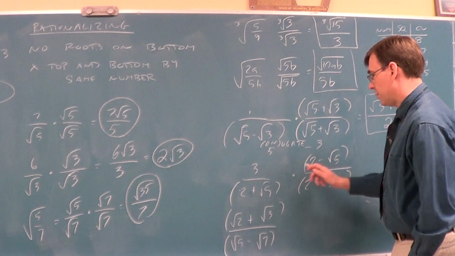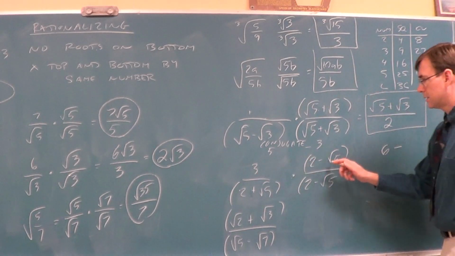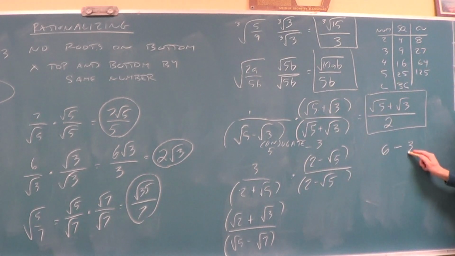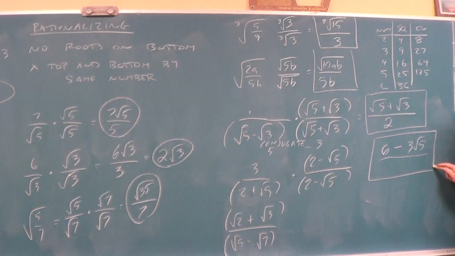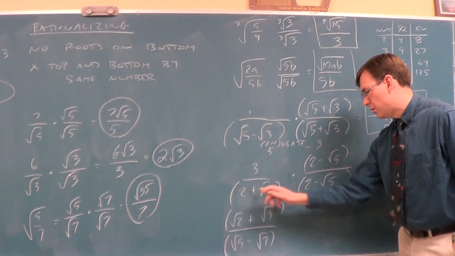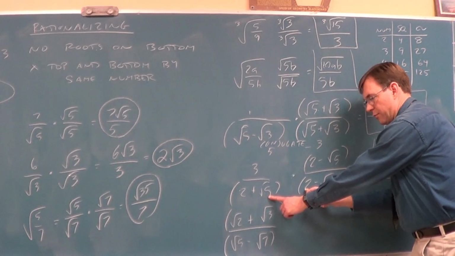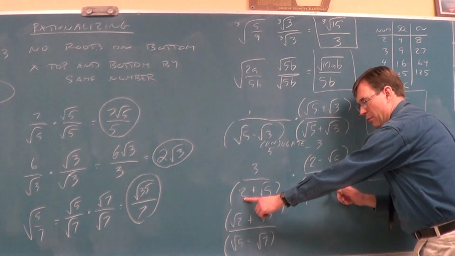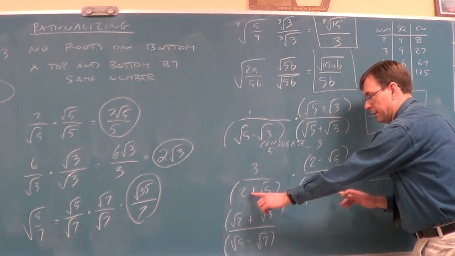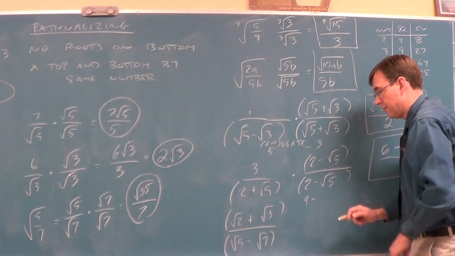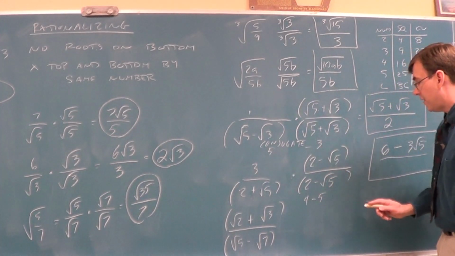Top, I would want to distribute, so 3 times 2 is 6, minus 3 times root 5 is just 3 root 5. On the bottom, 2 times 2 is 4. This would be a positive middle term, and this would be the same negative middle term, so this and this wipe out. You don't need to worry about that. Positive times negative is negative. A root 5 times a root 5 is a basic old 5.